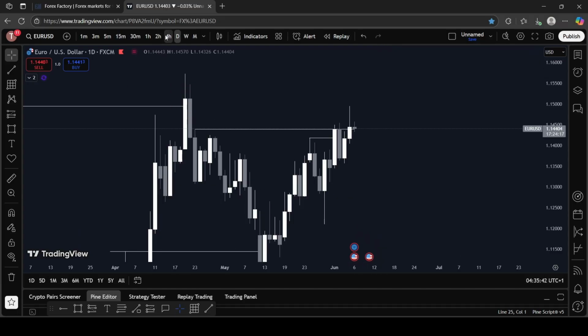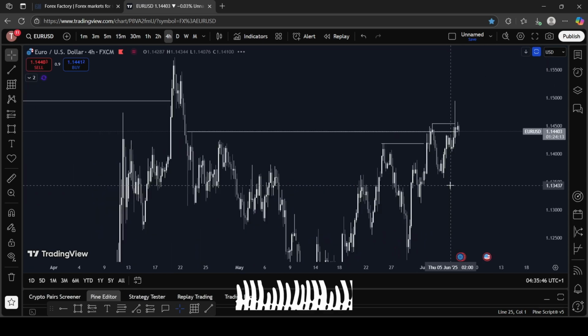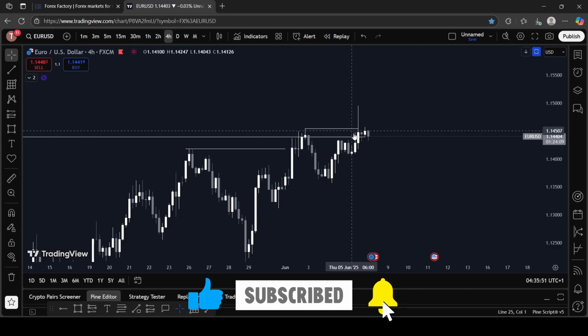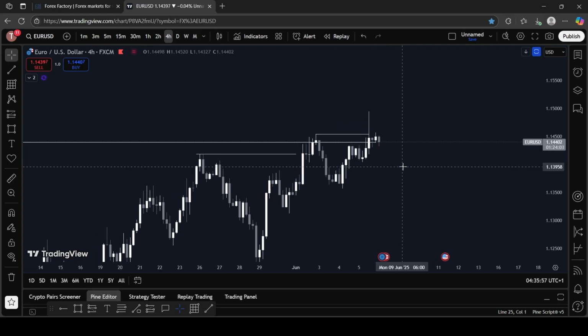So let's move to the 4 hours now. As we move into the 4 hours, what we can see is that the price had taken the extreme liquidity and we are sweeping the highs. Not only that, we had swept this previous high and the price is within this 4-hour candle range. So even here, the bias is still not clear. So let's move to the 1 hour.